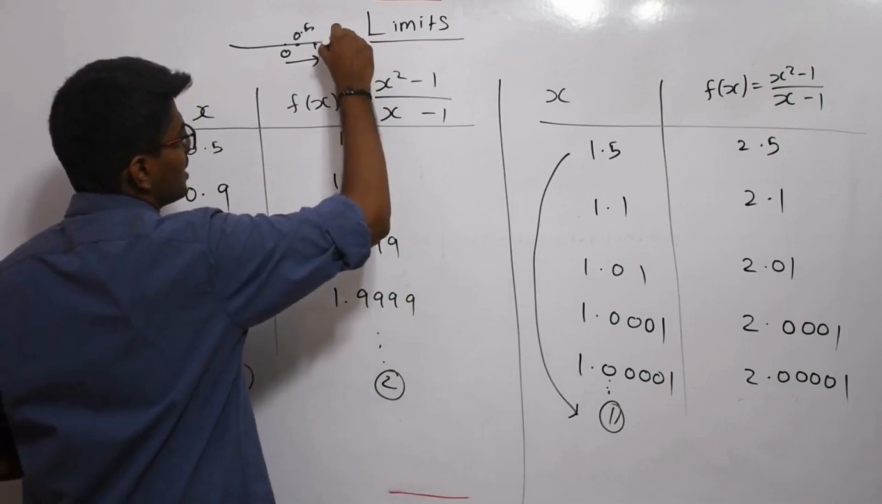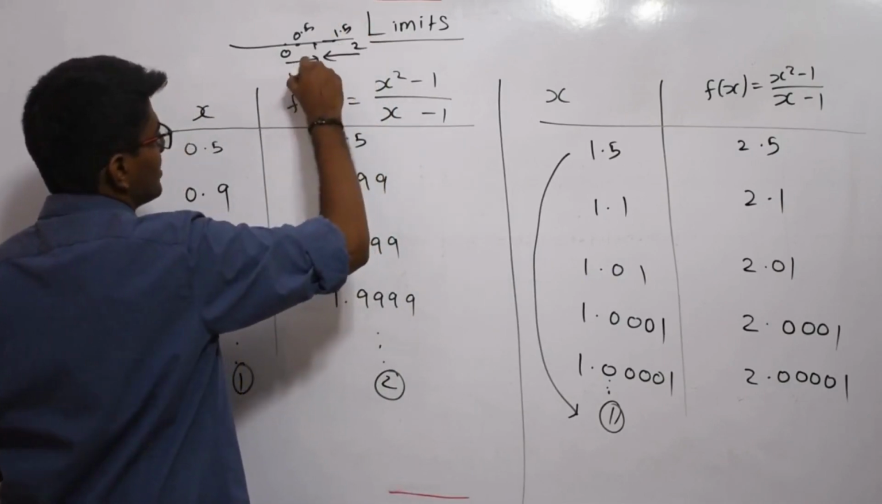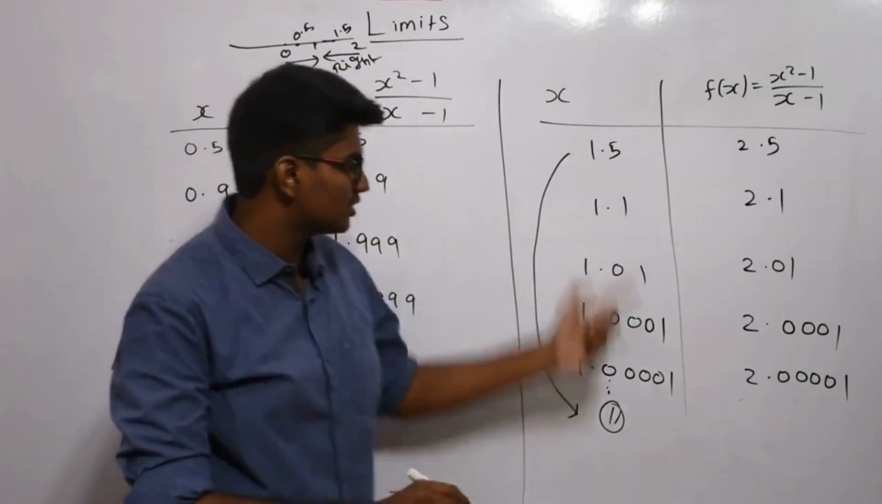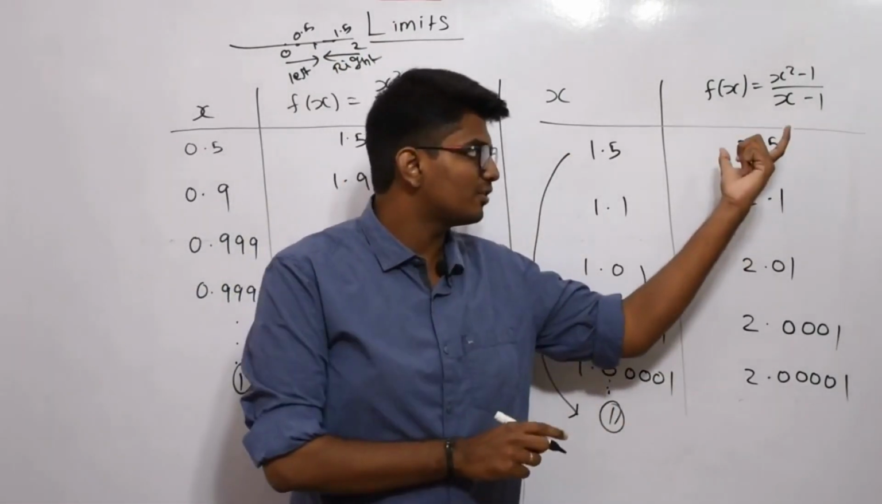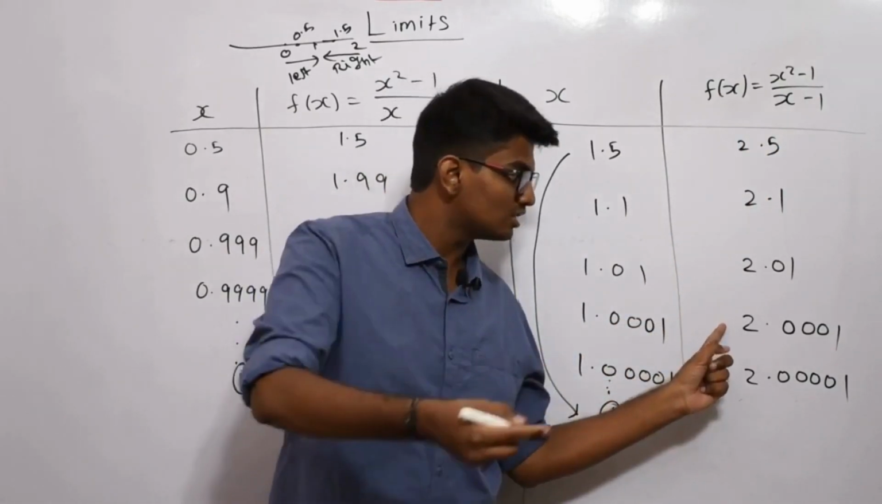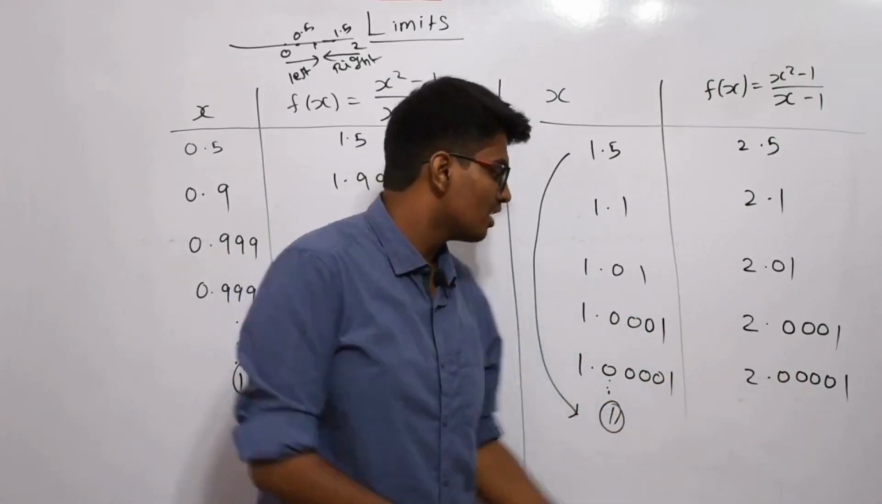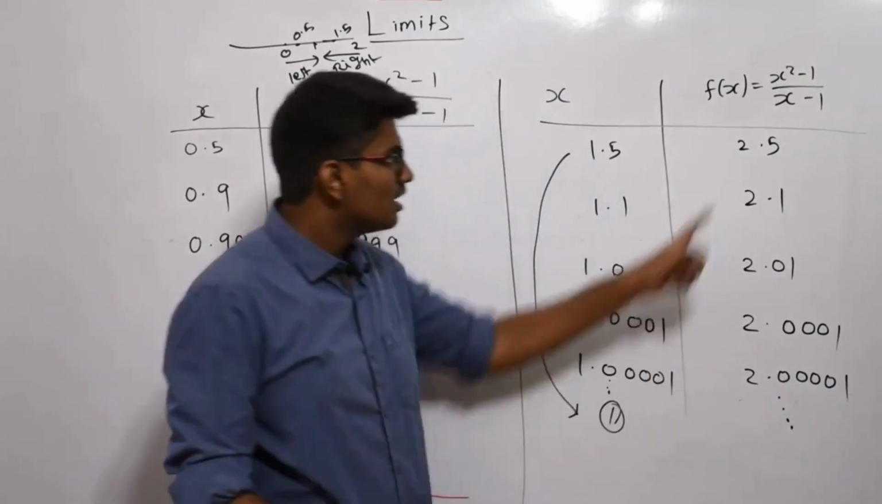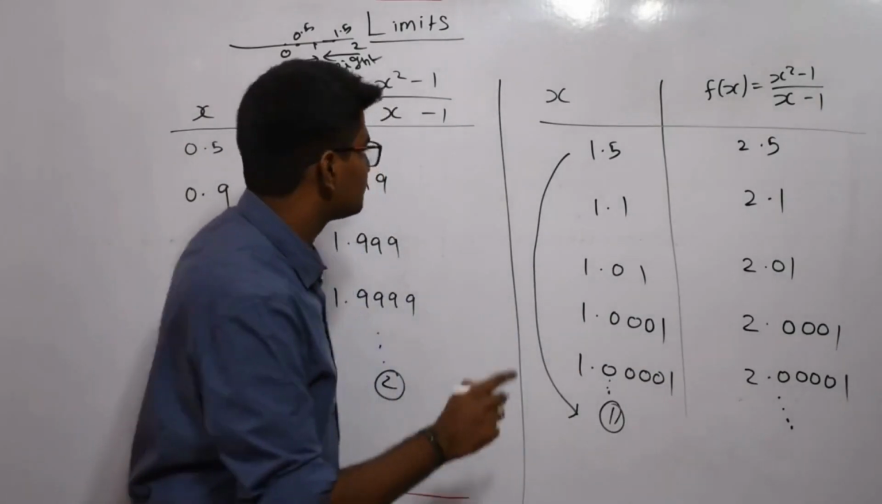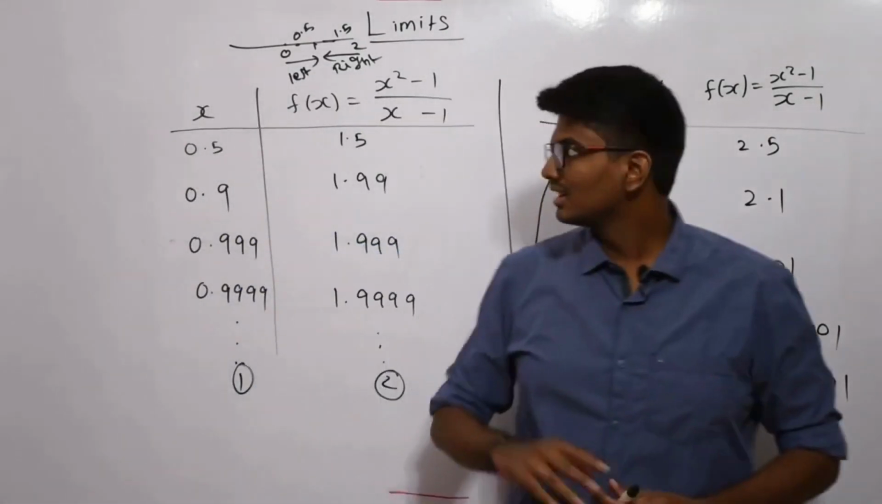This 1.5 is where? 1.5 is somewhere here. So this is from the left side, this is from the right side. So now from the right side I am approaching towards 1. What is happening to my f of x? Initially it was 2.5, 2.1, 2.01, 2.001, 2.0001, and if I keep on continuing, my f of x is also approaching towards 2.